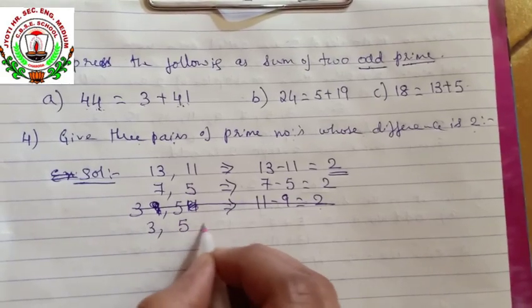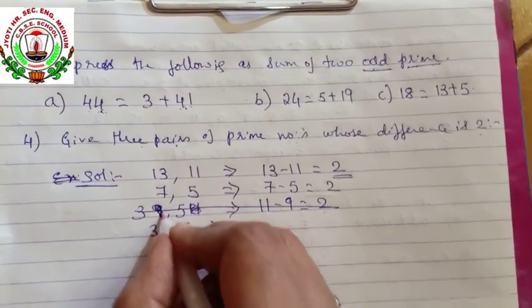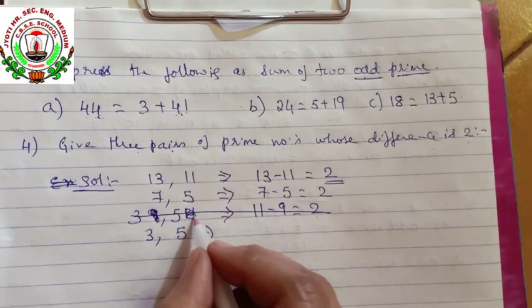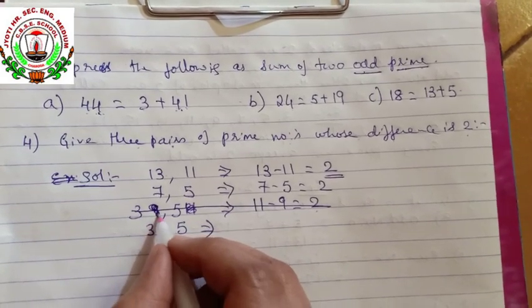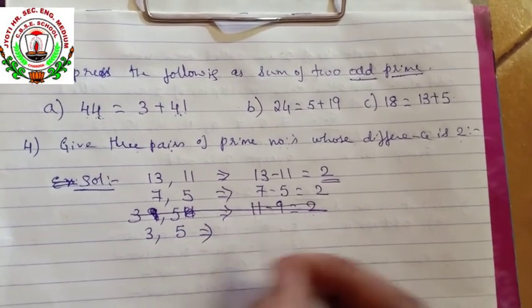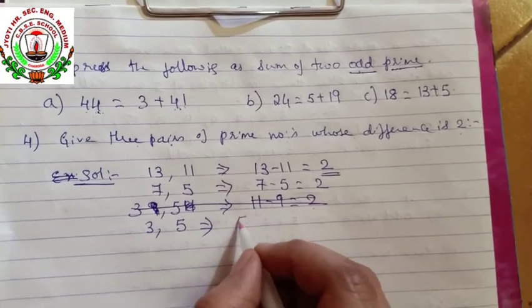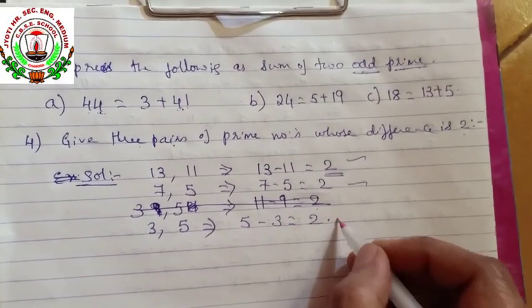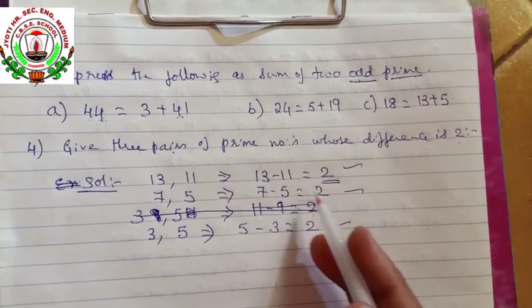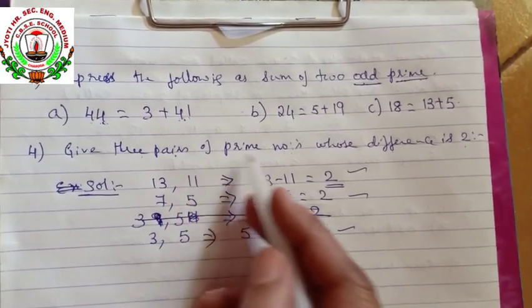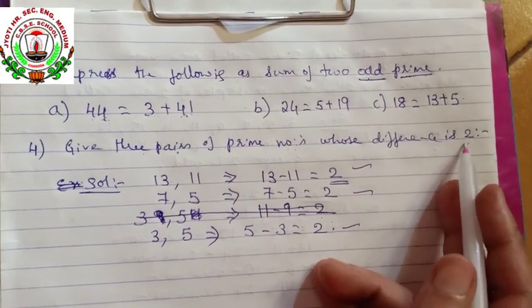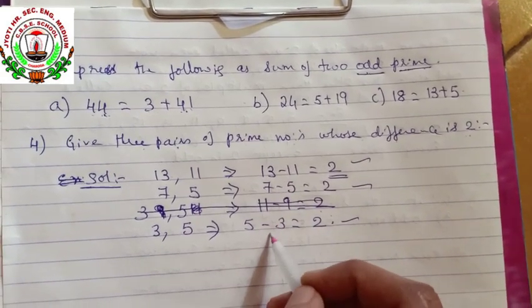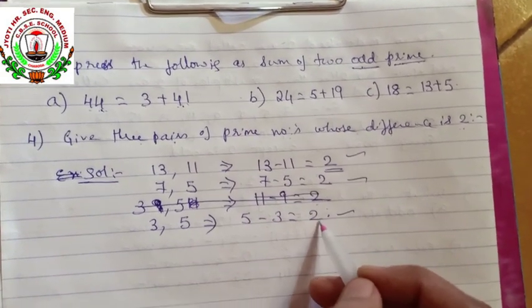so 3 and 5. Because 9 is not a prime number and 11 is a prime number, I cannot take 9 there, so I have removed it. So 3 and 5. 5 minus 3 is also 2. These are the 3 pairs. Given 3 pairs of prime numbers whose difference is 2, when I subtracted them, the answer I got is 2.